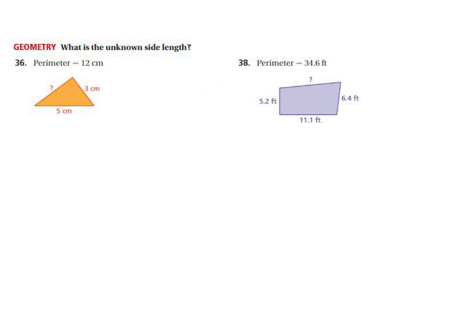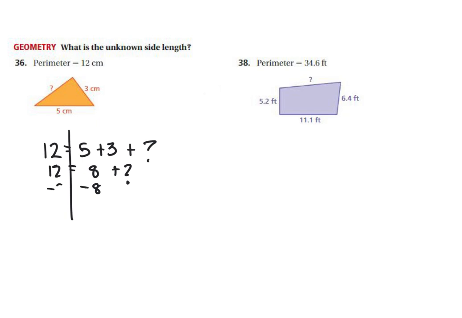What is the unknown side length if the perimeter is 12? So we'll say the perimeter is 12, and that equals 5 plus 3 plus question mark. 5 plus 3 is 8. So 8 plus question mark is 12. Now we can take away the 8 from both sides. 8 and 8 are opposites, canceling out. 12 minus 8 is 4. So that's considered a 3, 4, 5 triangle.